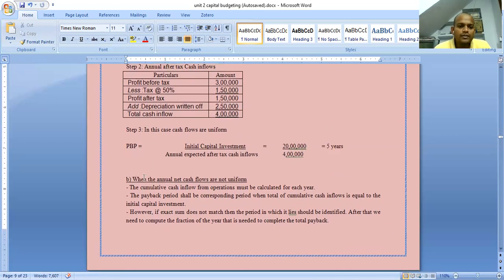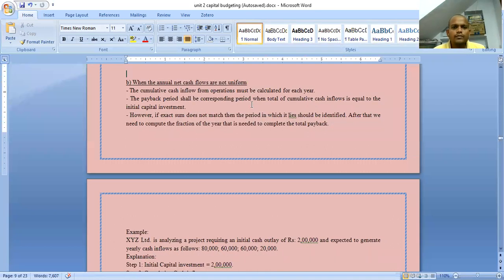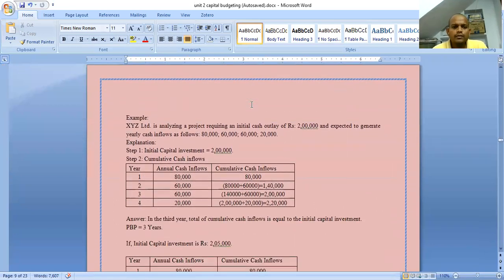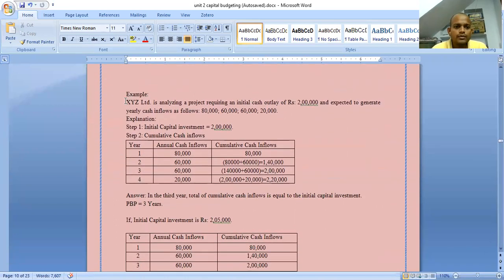So what if cash flows are not uniform? When the annual net cash flows are not uniform, we'll go with an example. So how to calculate with the payback period method. XYZ Limited is analyzing a project requiring an initial cash outlay of 2 lakhs. So investment is 2 lakhs, and it is expected to generate yearly cash flows as follows.